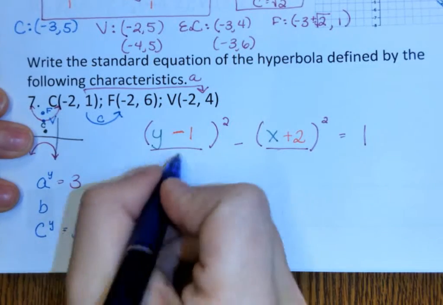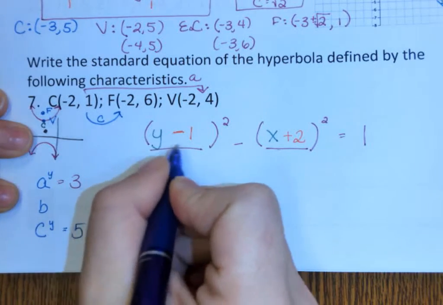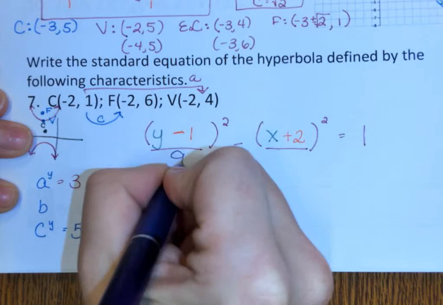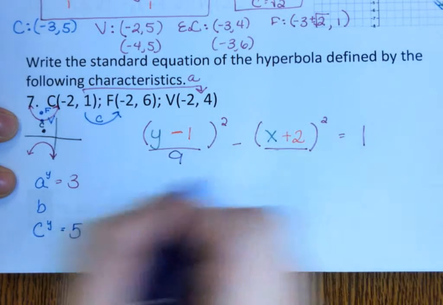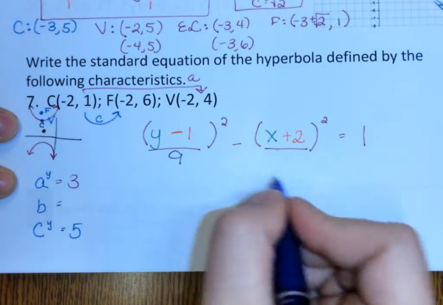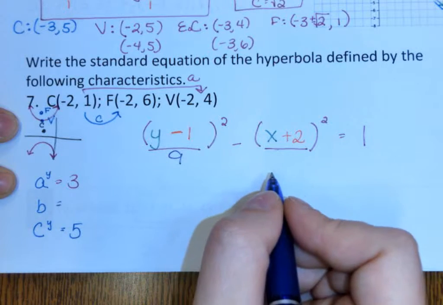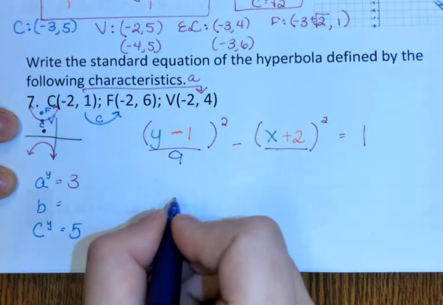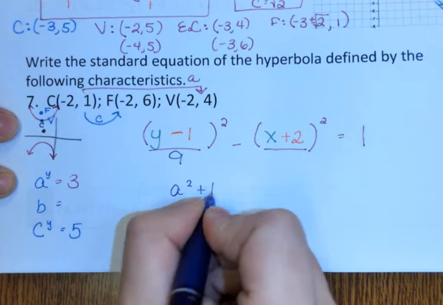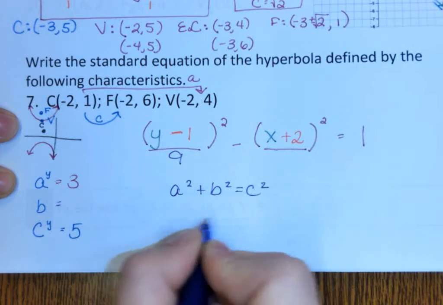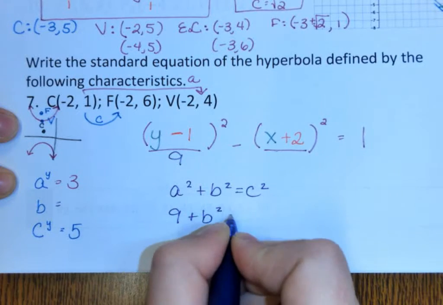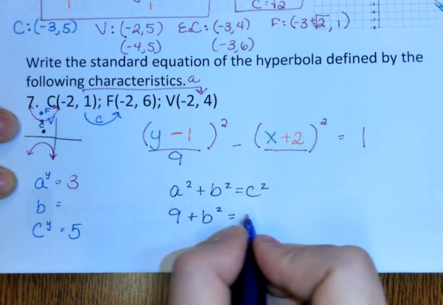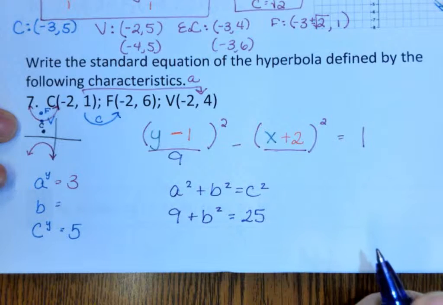All right, so what number goes here? 9. Got one person who's awake. All right, how do I figure out what B is, or what number goes here? Yeah, it's pretty much the Pythagorean theorem, isn't it? So I'm going to have A squared plus B squared equals C squared. So A squared is 9. B squared, I don't know. What is C squared? 25. So what am I missing?